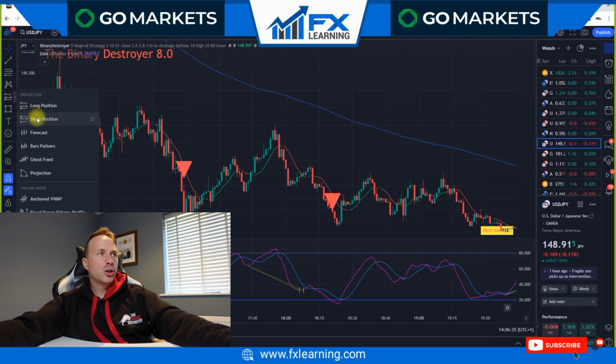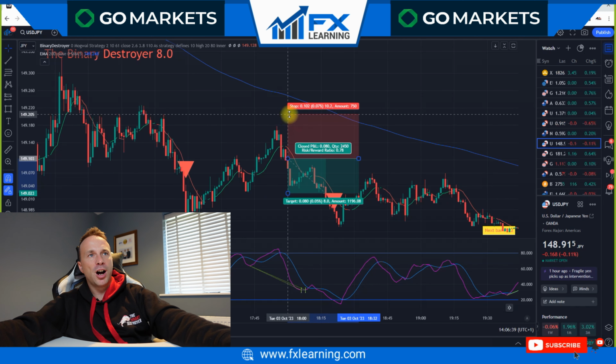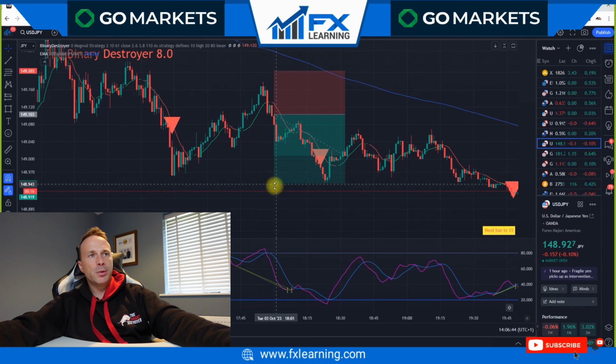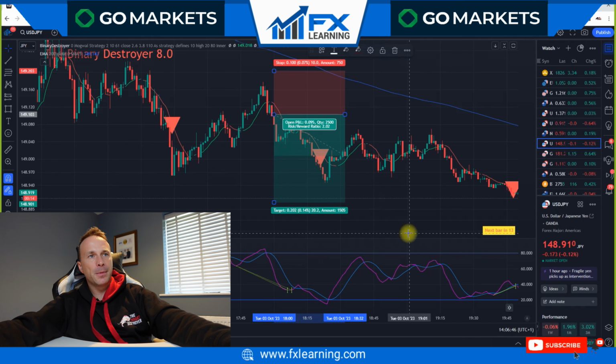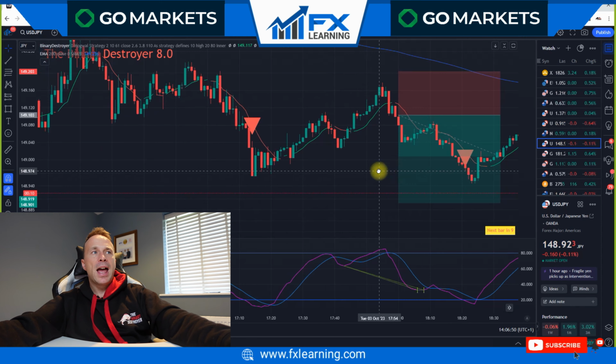Where's my short position here? We entered the trade just there. Stop loss above the high. So a 10 pip stop loss for a 20 pip take profit. Do we win the trade? 20 pips is there. Easy. Nice, simple trade.